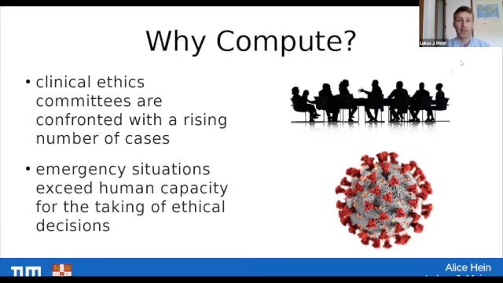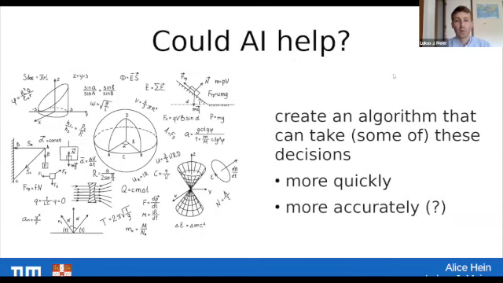So you can feel the tension, I hope, that lies within those cases. And usually they go to clinical ethics committees. The problem is that those committees are increasingly overwhelmed. Especially during the pandemic, too many cases had to be decided within short time frames. And maybe algorithms could help there, at least in emergency situations. So that was the idea. Certainly they would be quicker at taking those decisions. Another question is whether they would also be more accurate. That brings us to the problem of what accuracy is in the moral domain anyway, because there's nothing that is objectively correct, I suppose.